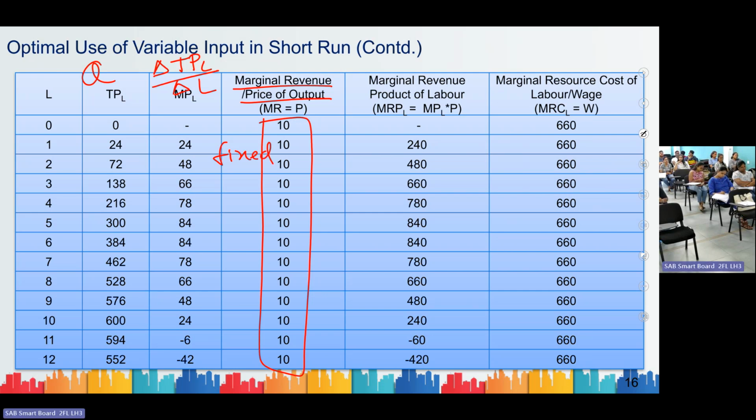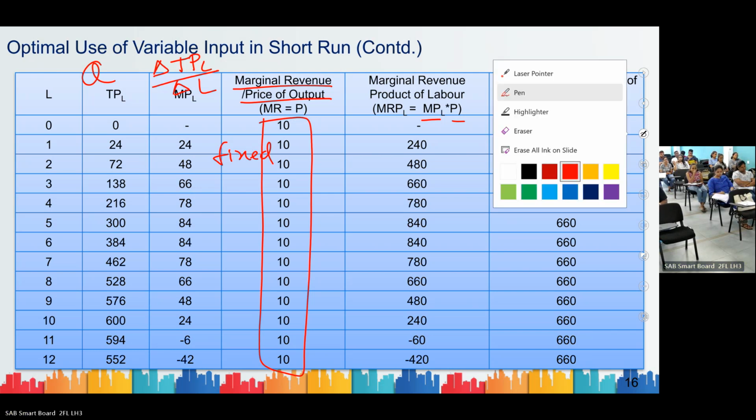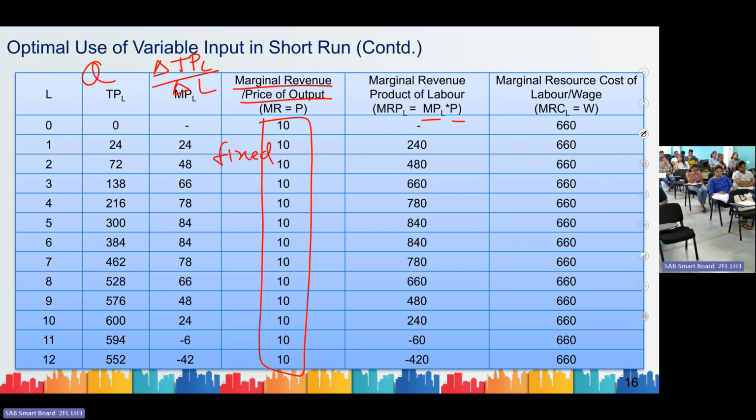Marginal revenue product of labor is marginal product of labor multiplied by the price. You can see here we have multiplied marginal product of labor by the price level. 24 multiplied by 10 is 240. 48 multiplied by 10 is 480. 66 multiplied by 10 is 660.